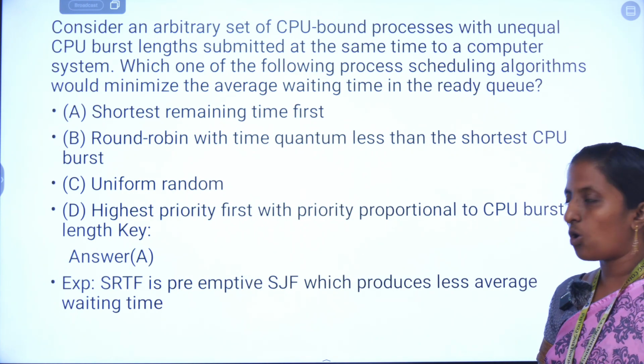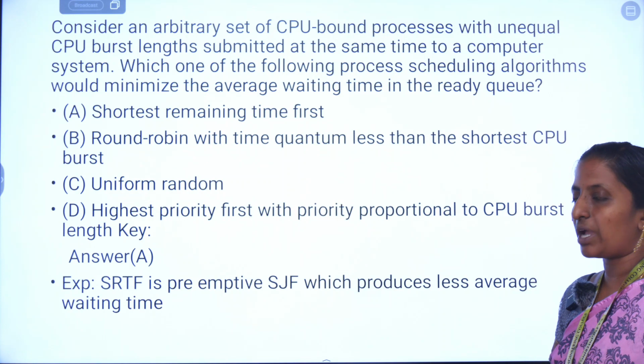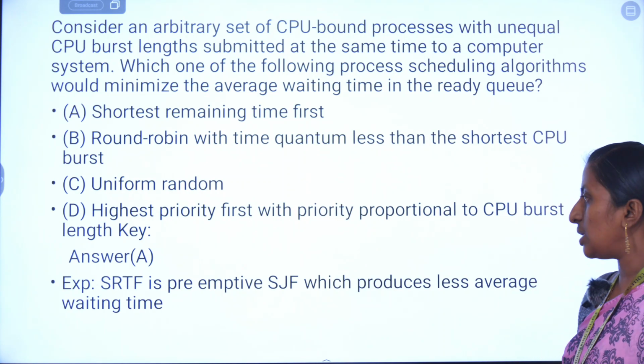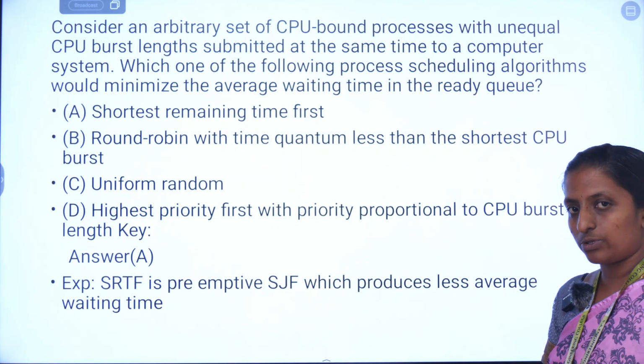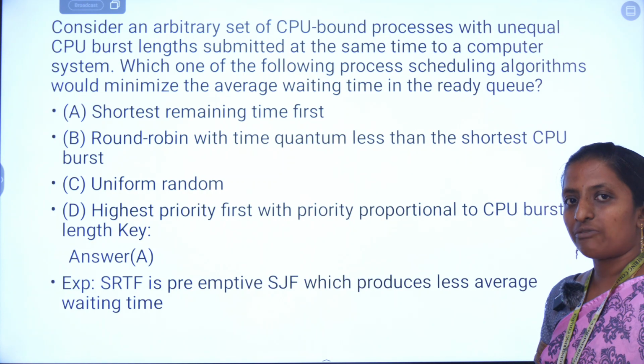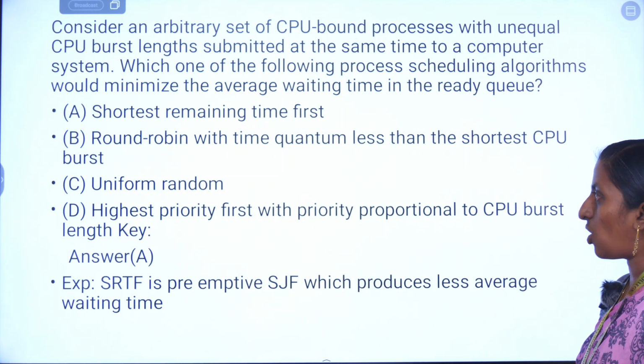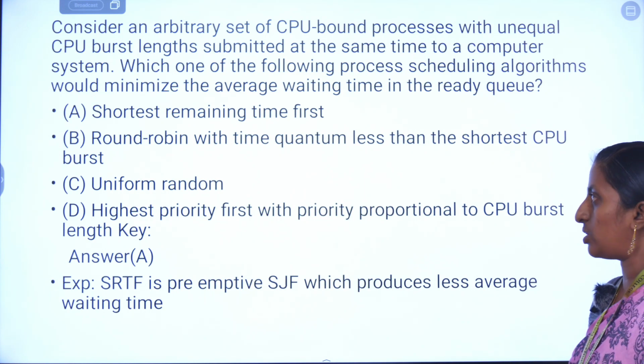Comparing all these algorithms, the best option is shortest remaining time first. Why? Because it is a preemptive SJF scheduling algorithm. Whenever a process is entering the CPU, it will be allotted the resources. So the average waiting time is very low. So the option is A, the shortest remaining time first algorithm.